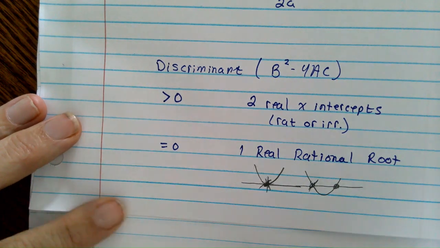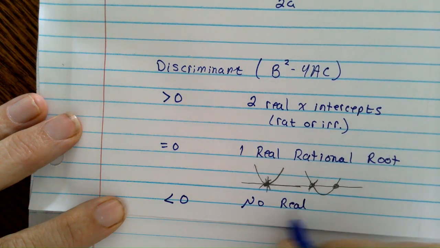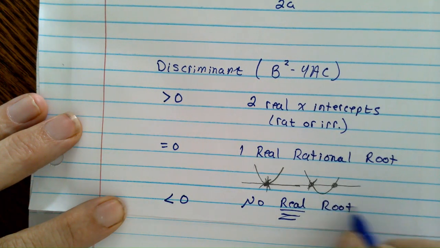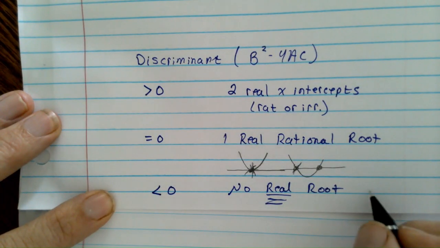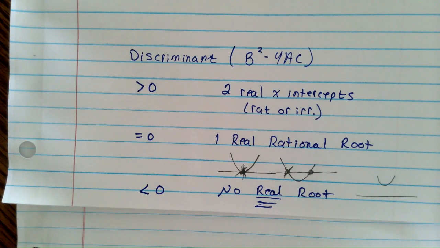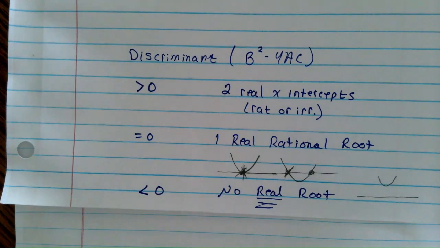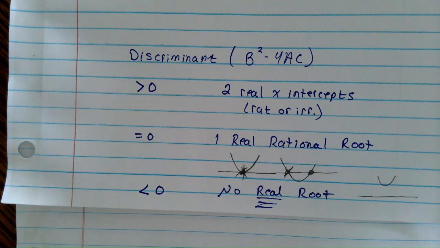What about if it's less than 0? If it's less than 0, you're getting no real root. And that would be because your x-axis is here and it's just never going to cross it. So you can actually just look at the b squared minus 4ac and tell how many roots there are going to be. Okay. Now, I do use the word real because we do have something called imaginary, and therefore, yes, imaginary roots can happen, and I'll be doing a video on that soon as well.